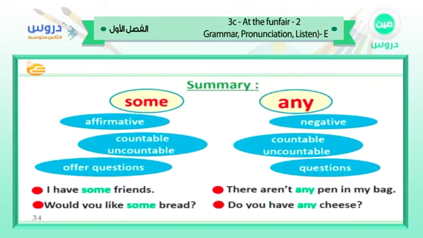At the end of our lesson today, don't forget: use some with affirmative sentences, countable and uncountable nouns, and with offers in questions. Like this one: I have some friends. Would you like some bread? We use any in negative sentences, with countable and uncountable nouns, and in questions. There aren't any pens in my bag. Do you have any cheese? We're not offering anything.